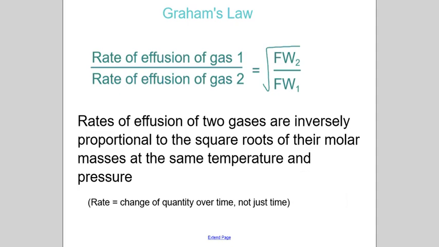Okay, this brings us to Graham's law, which deals with effusion. So rate of effusion of gas 1 divided by rate of effusion of gas 2 is equal to this right here. So the rates of these two are inversely proportional to the square root of their molar masses. So if we take the formula weights here and square root them, the rates will be inverse of that. So if we take the mass of gas 2 divided by the mass of gas 1, square root it, we'll get the rate of gas 1 over the rate of gas 2.